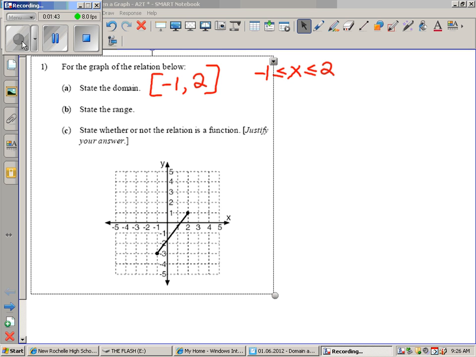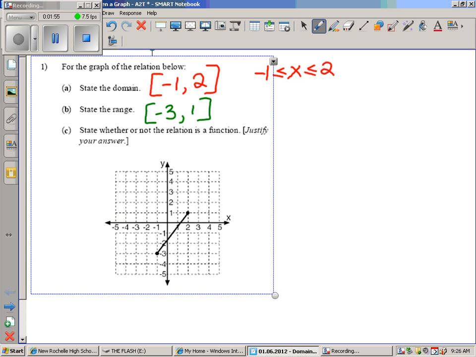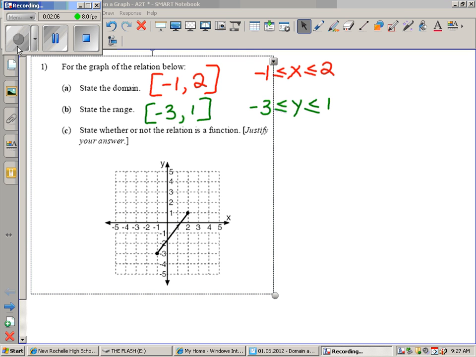Let's do B. What's the range of this one? -3 to what? -3 to 1, hard brackets. You could have also written that out like this. Please remember what's what. Domains are always x's, ranges are always y's. And there you go.